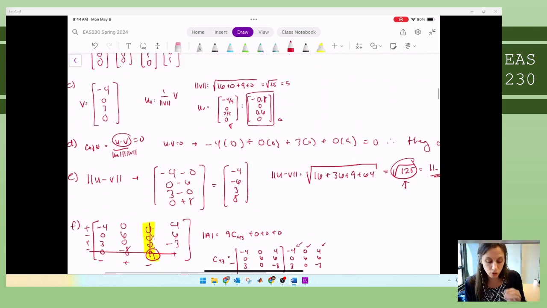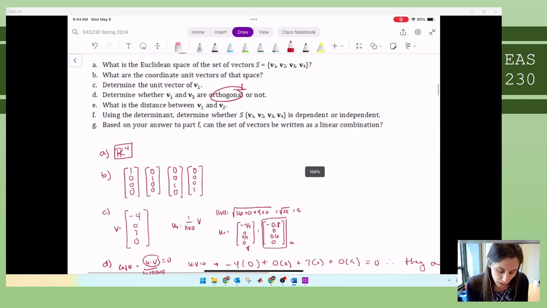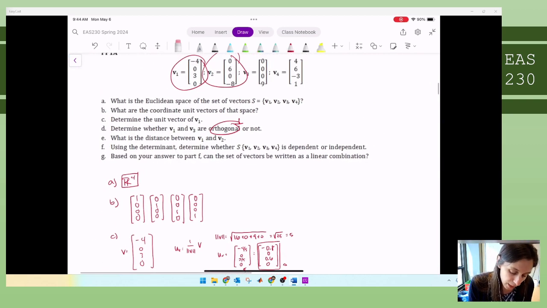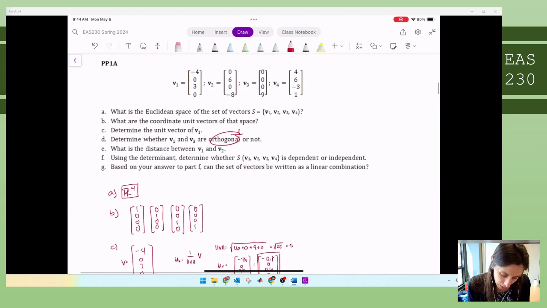Which means these vectors are linearly dependent, which means I can write them as a linear combination. And we can see, I think it might be V1 plus V2 plus V3 to get V4, something along those lines. Not quite the case. Actually, yeah, I think it might be V1 plus V2 minus V3 equals V4, or maybe it's minus V2.